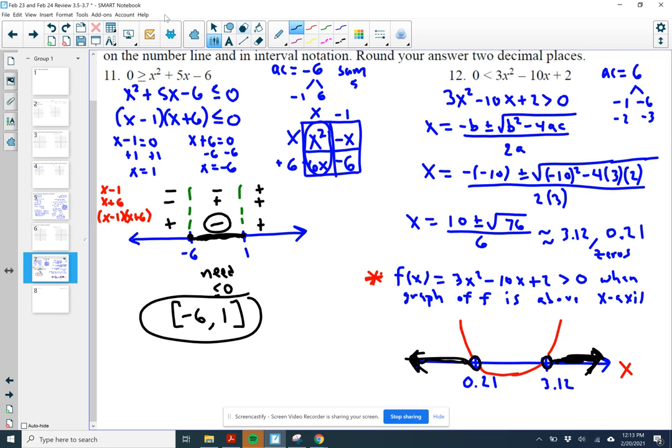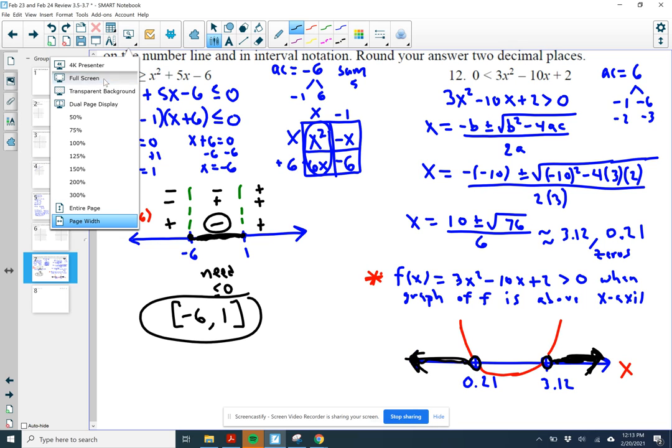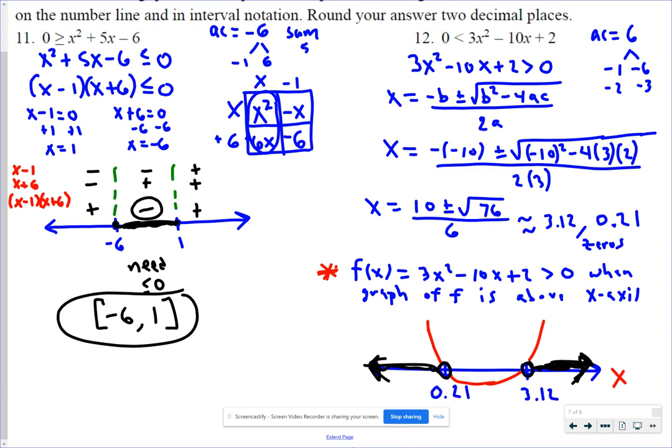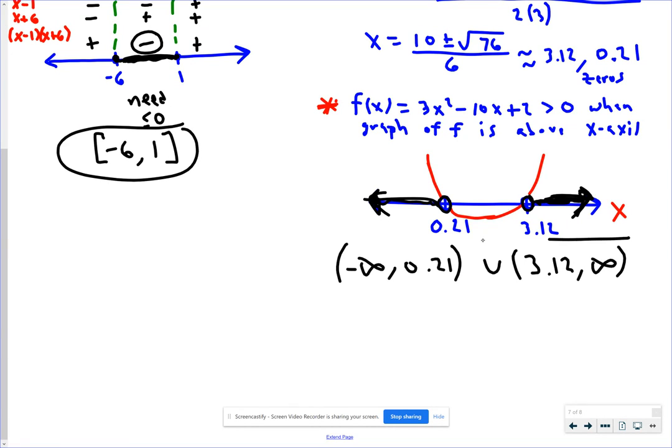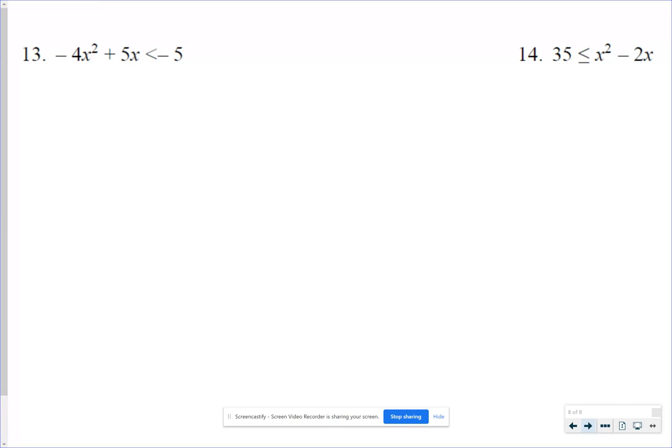let's write them using interval notation to wrap this up. We're going to do negative infinity to 0.21 union with 3.12. Those are parentheses. 3.12 to infinity. And we're finished. Okay. Well, let's look at 13 and 14. Problem number 13.